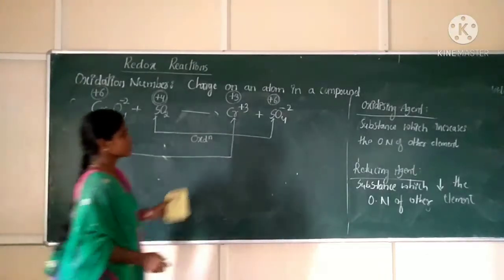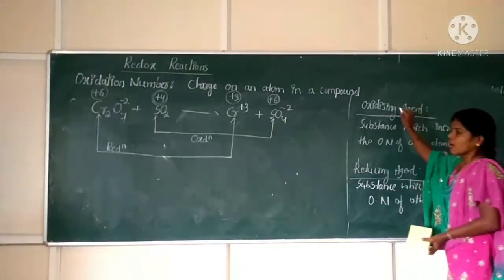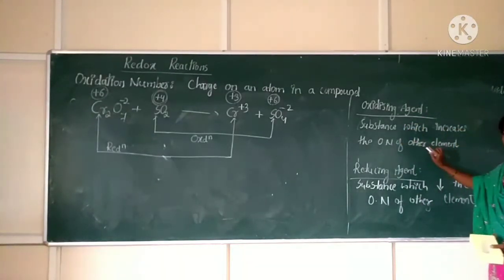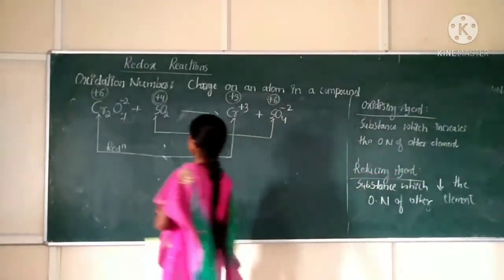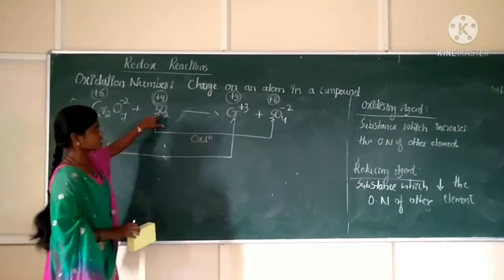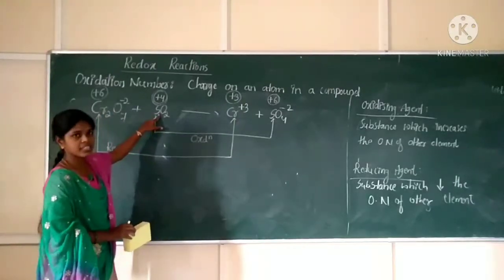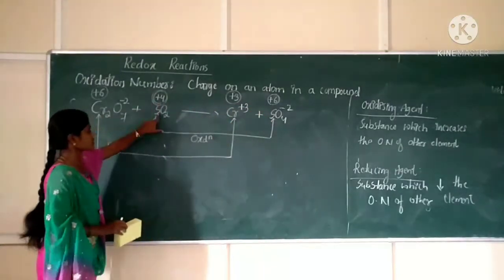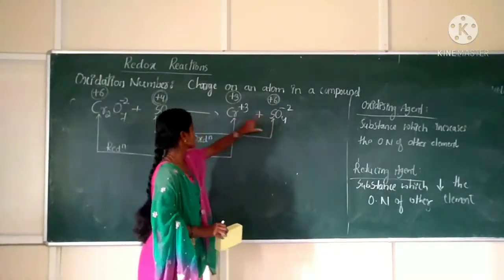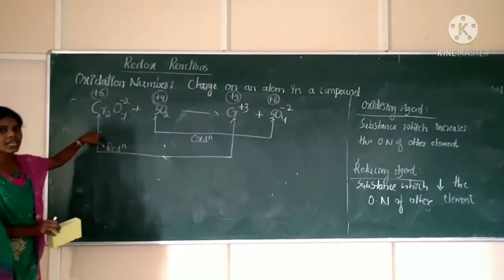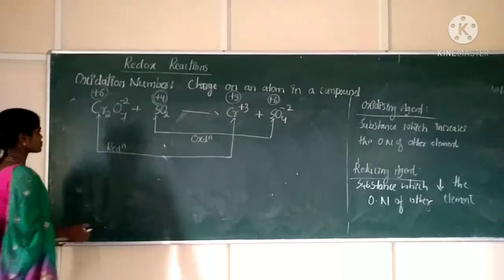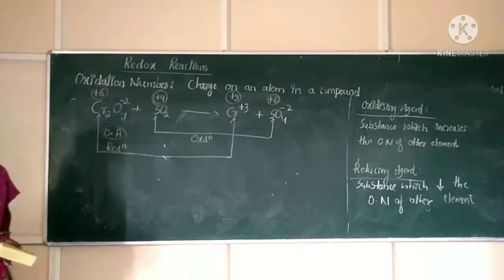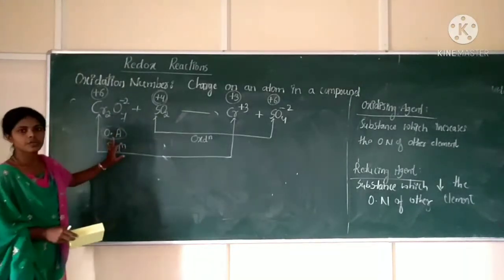Now, what are the oxidizing agent and reducing agent? An oxidizing agent is a substance which increases the oxidation number of another element. Which is increasing the oxidation number here? Sulfur is increasing its oxidation number, plus 4 changes into plus 6. For the oxidation of sulfur from plus 4 to plus 6, the dichromate ion is helping. So it can be called the oxidizing agent. Which is the oxidizing agent here? Dichromate ion.